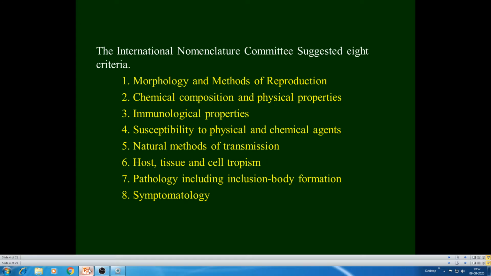Then chemical composition and physical properties. Then immunological properties. Susceptibility to physical and chemical agents. The natural methods of transmission, how these viruses are transmitted from one host to the other. Then host tissue and cell tropism. What is tropism? It means response to an external stimulus. Pathology including inclusion body formation. Symptomatology. These are the 8 criteria the International Nomenclature Committee suggested to classify the virus.